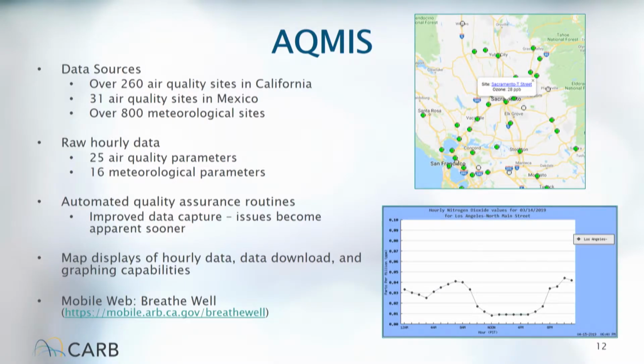Since ACMAs is geared more towards preliminary data, we are a little bit more flexible in what we can provide. We no longer have just the one data source of AQS that we saw with ATOM. We now have the data providers providing data to us directly from over 260 air monitoring sites in California and 31 air quality sites in Mexico, as well as over 800 meteorological sites. ACMAs includes air quality data from 25 air quality parameters and 16 meteorological ones. And again, we have that automated quality assurance routine to help improve data capture, since we can recognize when instruments are down quicker, we can recognize when there's issues with the instruments sooner, and keep the data flowing and prevent those gaps in the data.